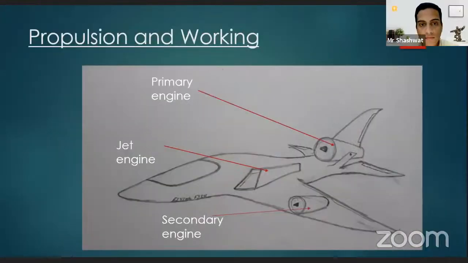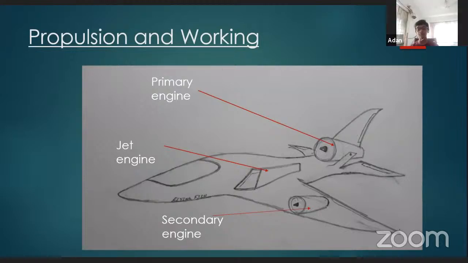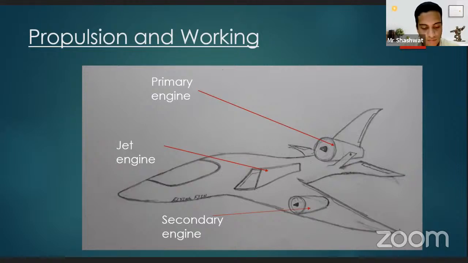So this is the model of my aero sub. It mainly has three engines. The engine at the back is the primary engine. The engines at the wings are the secondary engines, and there are also jet engines at the side of the aero sub.